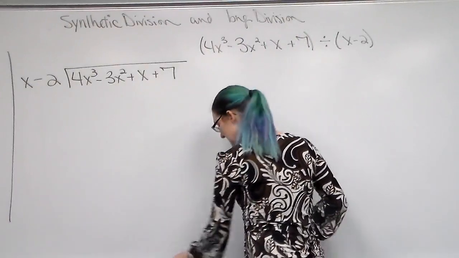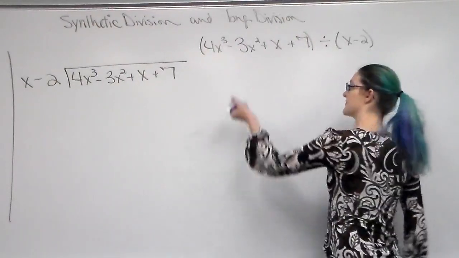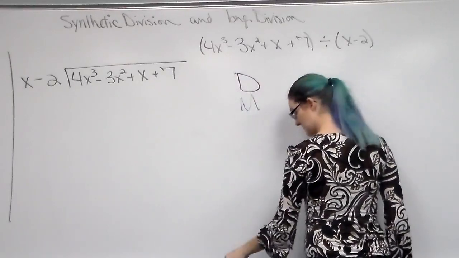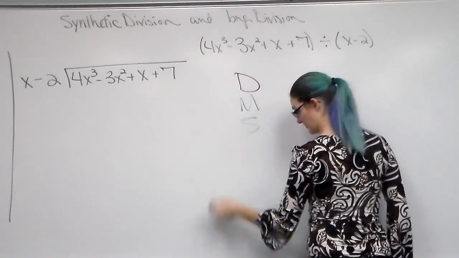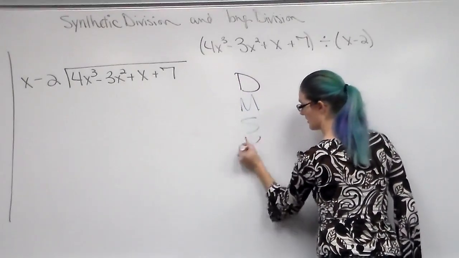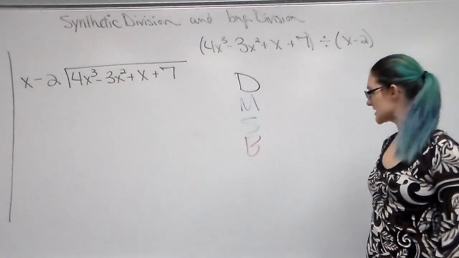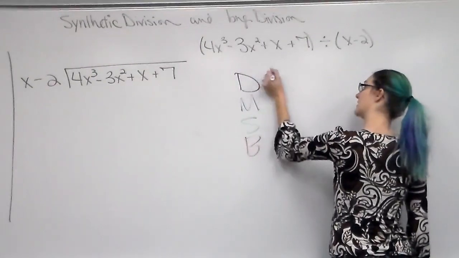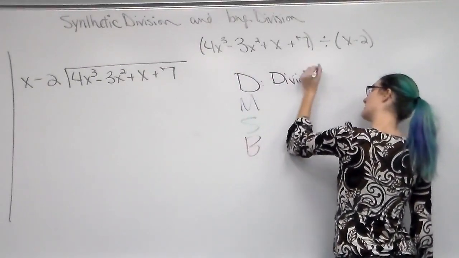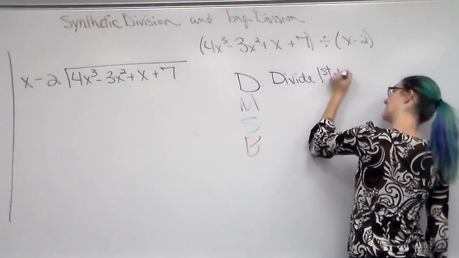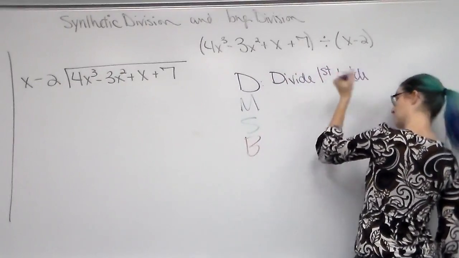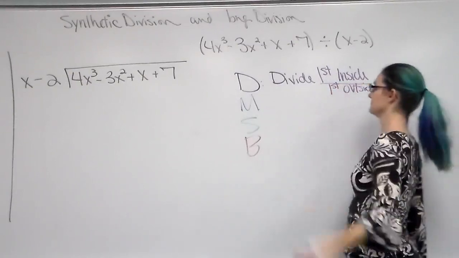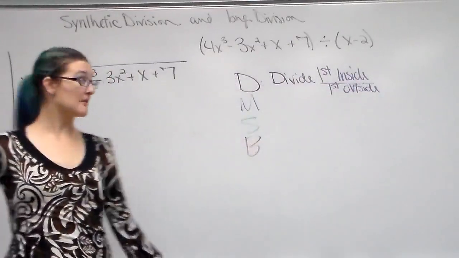Okay? So for long division, I have an acronym. Does McDonald's serve burgers? That's my acronym. And what the D is, it's divide. Divide the first term inside by the first term outside. First term inside by first term outside.